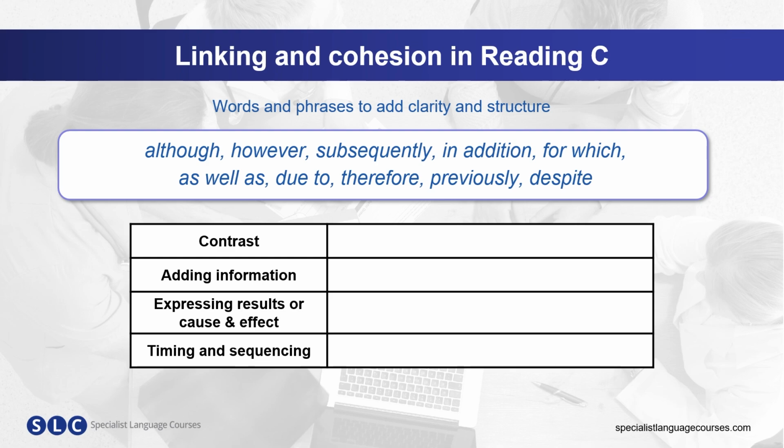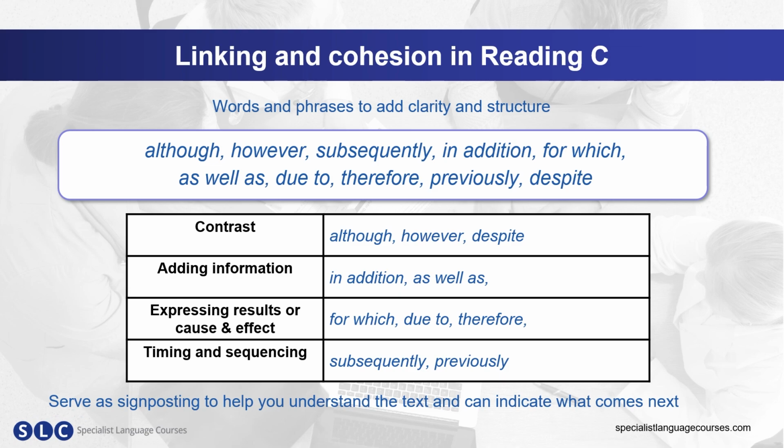Okay, let's take a look. So contrast linkers, we have although, however, and despite. Adding information, in addition, as well as. Expressing results or cause and effect, for which, due to. And for timing and sequencing, we have previously, subsequently.